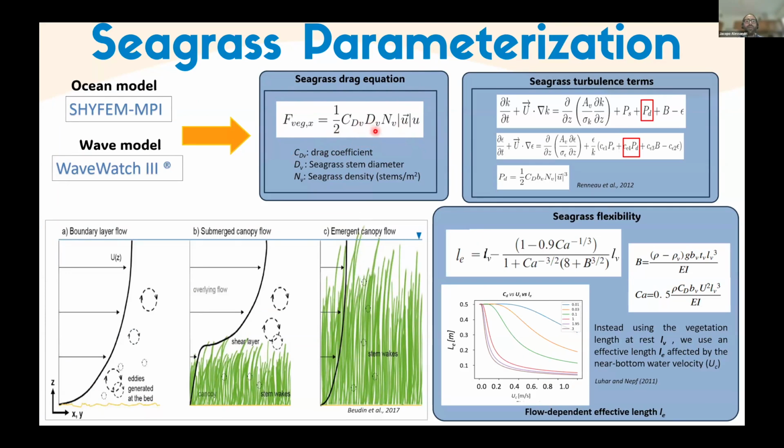Then we substitute some of the key parameters with parameters that are relevant for seagrass, like the seagrass stem diameter, the seagrass density, and the drag coefficient is something that has to be tuned. It can also be based on physical assumption. So basically it is based on physical models. I don't know if I answered the question completely.